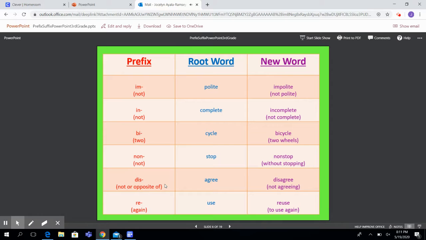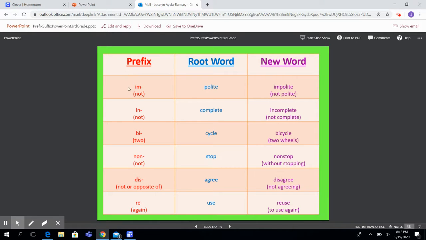So here are some more examples of prefixes with a root word, and then it makes my new word. I'm only going to go over a couple of these, and then you can go through and practice them on your own. I sent you the PowerPoint separately, so you can listen to this where I'm talking, but I also sent it without me talking, so you can take your time through each slide if you need to.